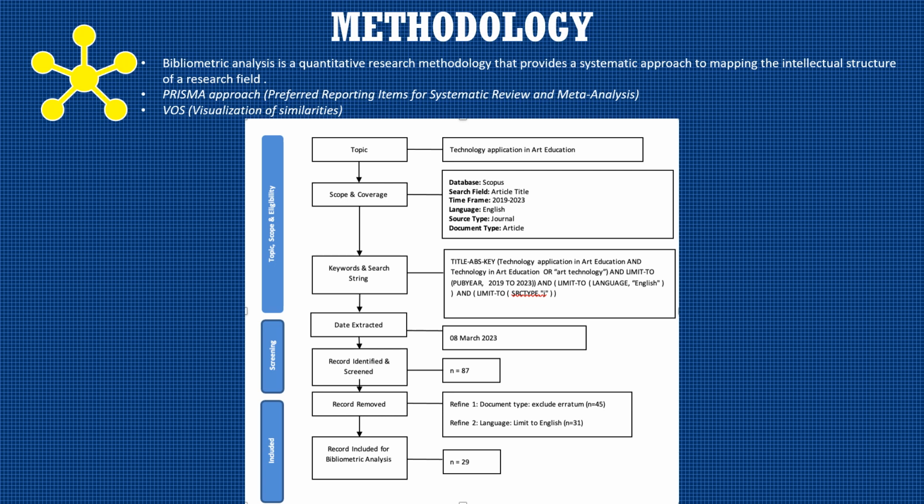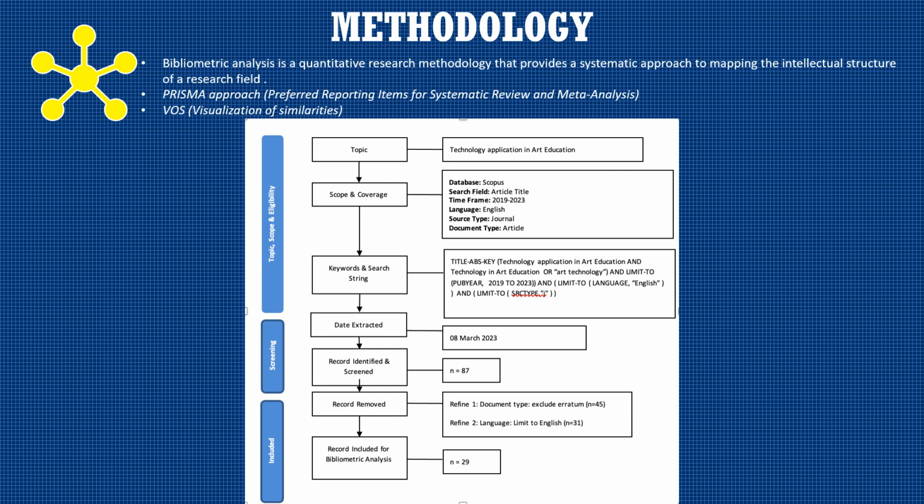Research methodology. In this section, the method and procedure for data collection and analysis are discussed, along with the development of the research framework and identification of research questions that are appropriate for the study. Bibliometric analysis is a quantitative research methodology that provides a systematic approach to mapping the intellectual structure of a research field. The methodology enables the identification of key research topics, the distribution of research output across institutions and regions, and the identification of gaps in the research.